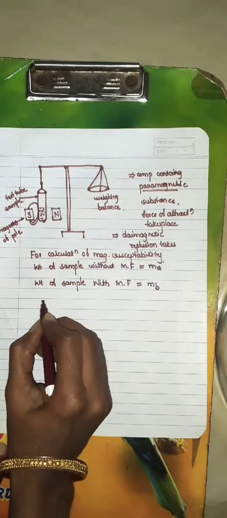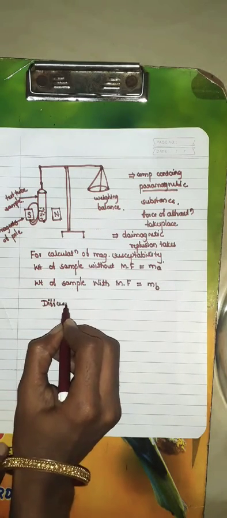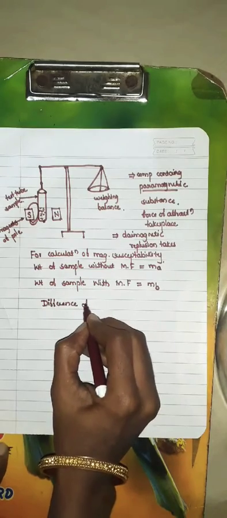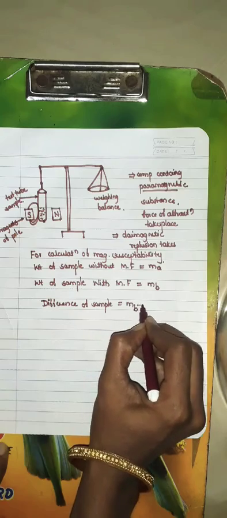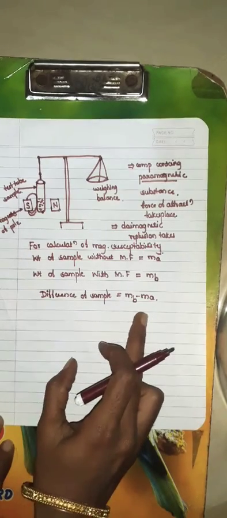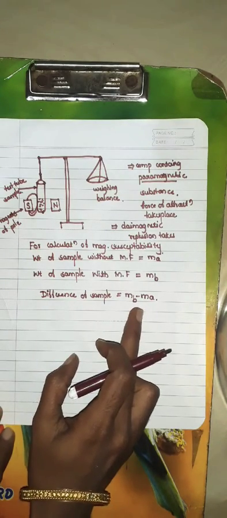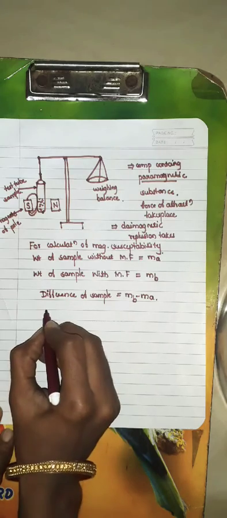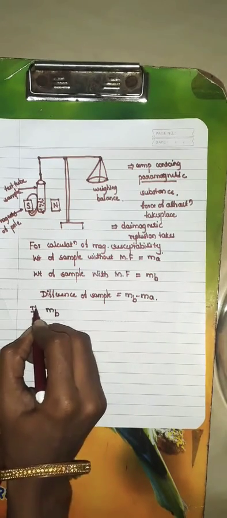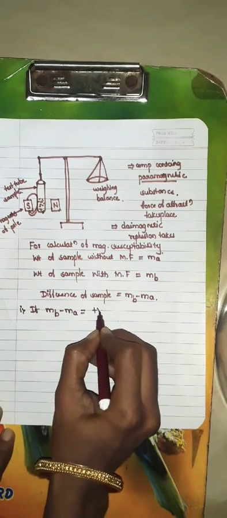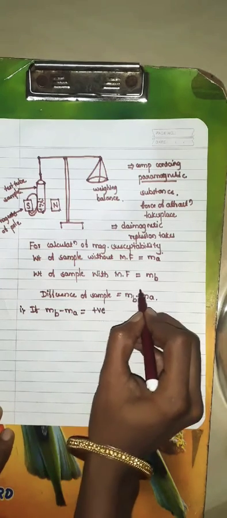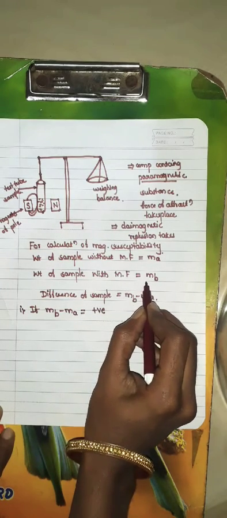Then the next one is the difference between the weights. The difference of the sample is given by MB minus ME. This is the difference of the sample. The condition for this is, if MB minus ME gives positive, it means the weight of the sample with application of magnetic field is greater than ME, so it becomes positive.